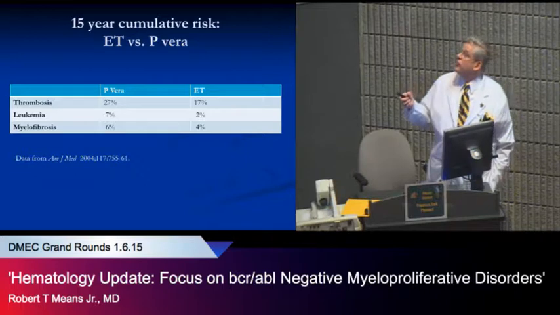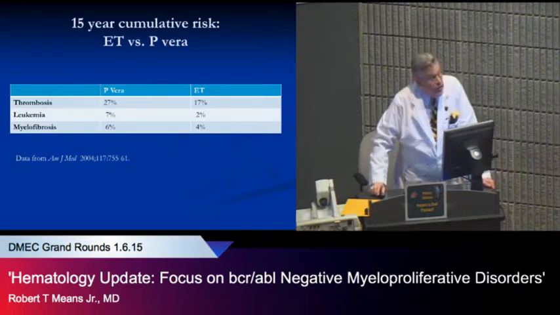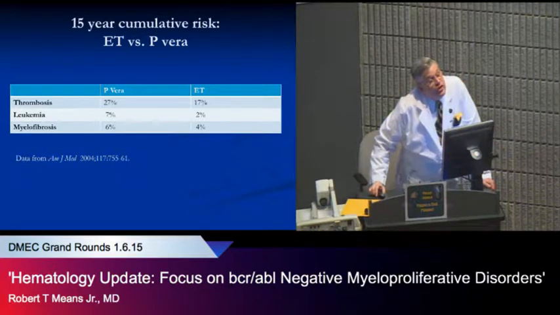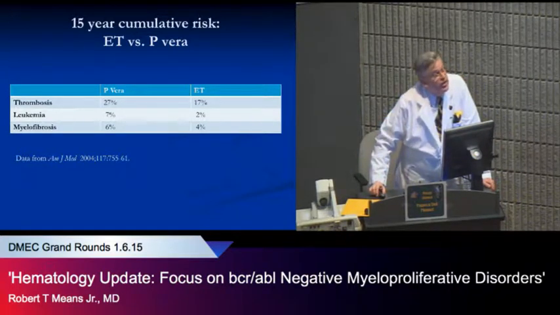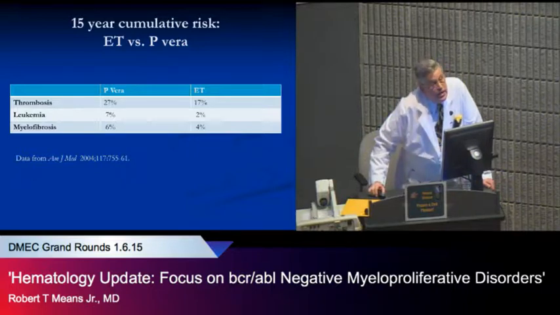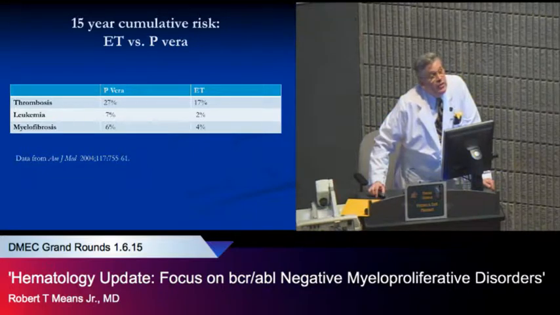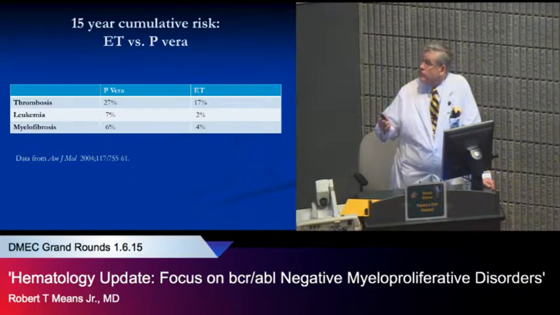So what's the risk over 15 years of folks developing these problems? 27% of polycythemia vera patients will get a thrombosis over their first 15 years of diagnosis. About 17% of essential thrombocytosis folks. Again, these are accumulated from series that go back into antique management. Leukemia, even in this series, was only 2% in essential thrombocytosis because this series mostly excluded people who had had an alkylating agent. Again, still some risk of evolving to myelofibrosis.